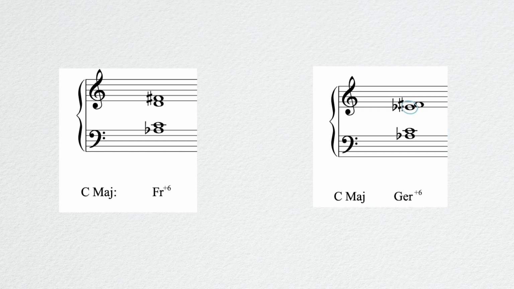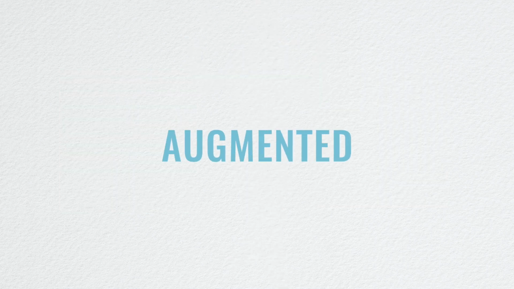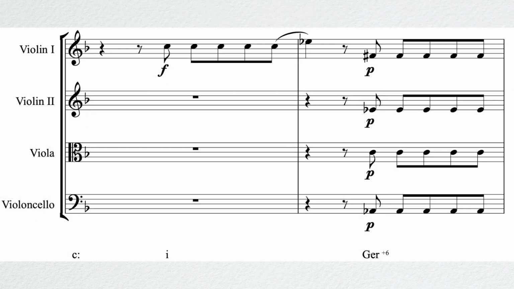If we take the French augmented sixth chord and raise the second scale degree by a half step to a me, we would have ourselves a German augmented sixth chord. An example of this can be found in the first movement of Mozart's String Quartet K173. Let's have a listen.